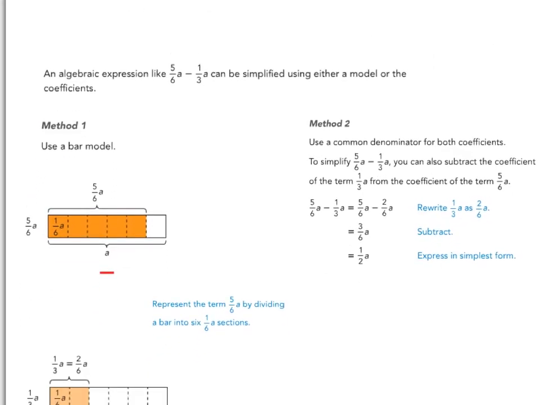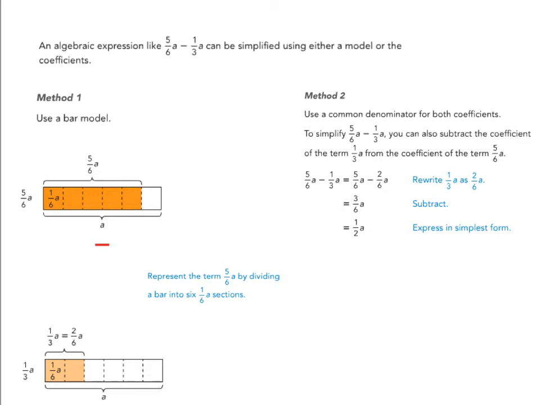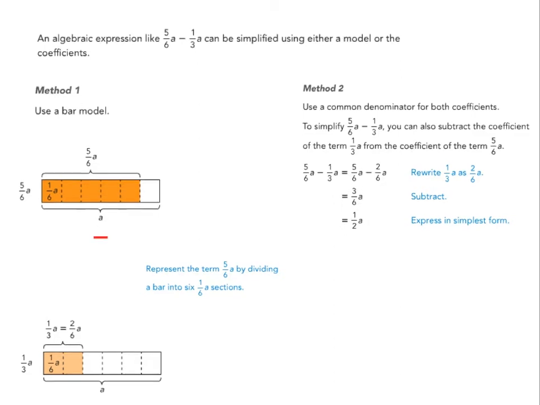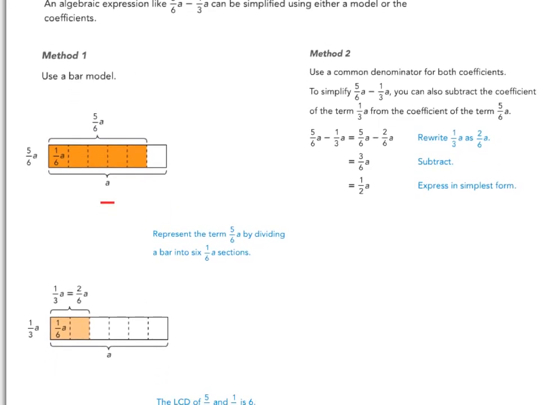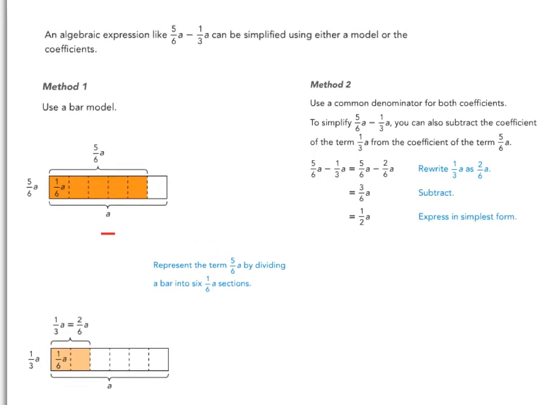Okay, now it says an algebraic expression like 5/6a minus 1/3 a can also be simplified. Okay, so what they're showing us first is they draw a bar model and 5 out of the 6 pieces are shaded in. It's broken into 6 because that's our denominator, and each piece is 1/6, 5 of them are shaded in. Okay, so now what they're telling us is we now need to take away 1/3. So just like we did in class today, we take this 6 bar and break it instead of into 6, break it into thirds.